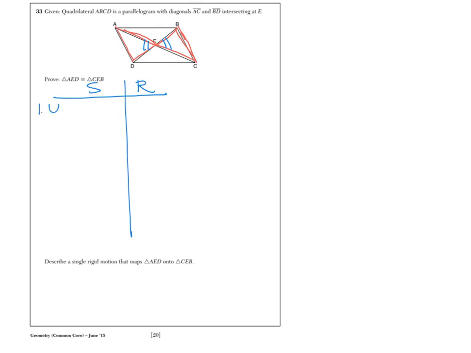And the given information is that we have quadrilateral ABCD is a parallelogram. So you have to think of all the things that you know about a parallelogram. So some of the things are that diagonals bisect each other, opposite sides are congruent, opposite angles are congruent, consecutive angles sum to 180 degrees, opposite sides are parallel, just to name a few.